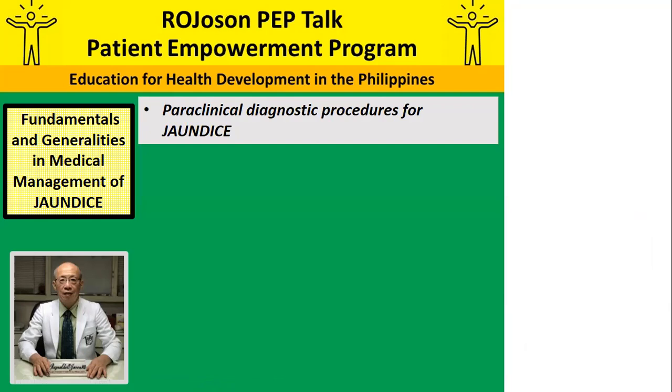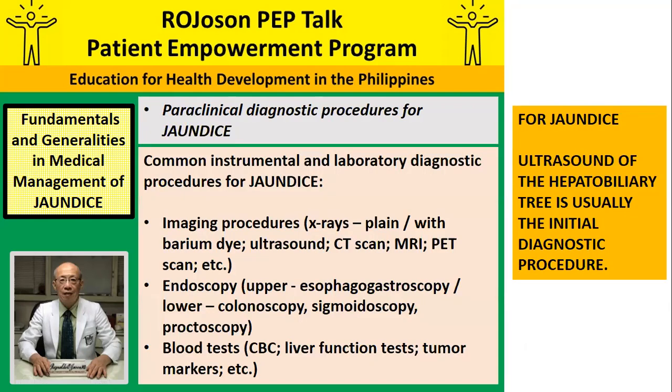Paraclinical diagnostic procedures for jaundice. The common instrumental and laboratory diagnostic procedures for jaundice are the following: imaging procedures like X-ray, plain or with contrast dyes, ultrasound, CT scan, MRI, PET scan, etc. Endoscopy, usually upper endoscopy. And then blood tests: CBC, liver function tests, and tumor markers.